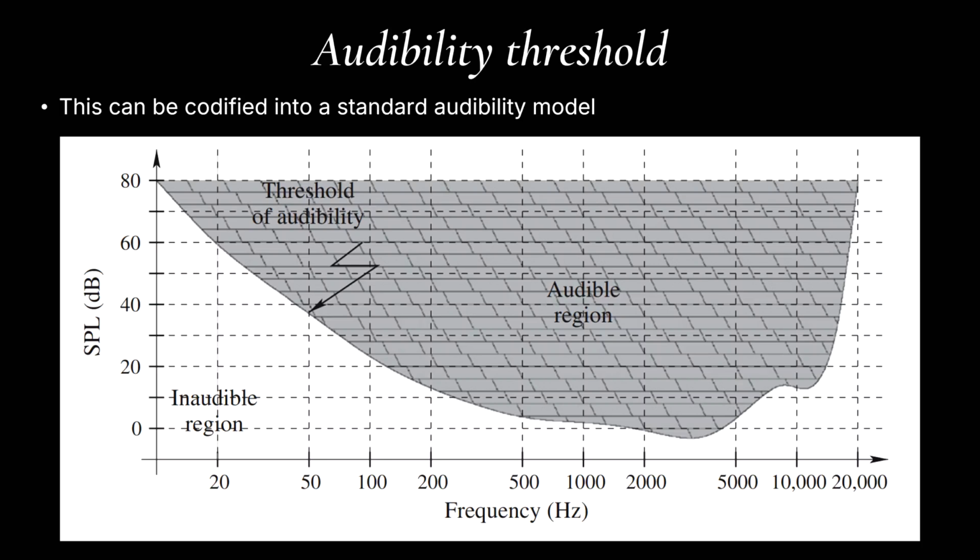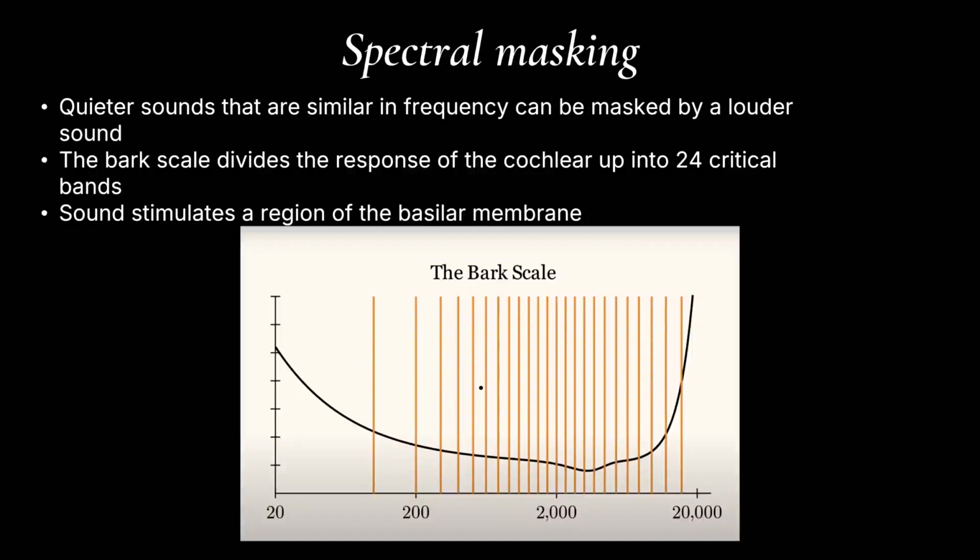So we've got this threshold of audibility. We've got an audible region. We've got an inaudible region. Now, the way our basilar membrane works, and if you remember, the basilar membrane is the membrane inside the ear that responds to different frequencies.